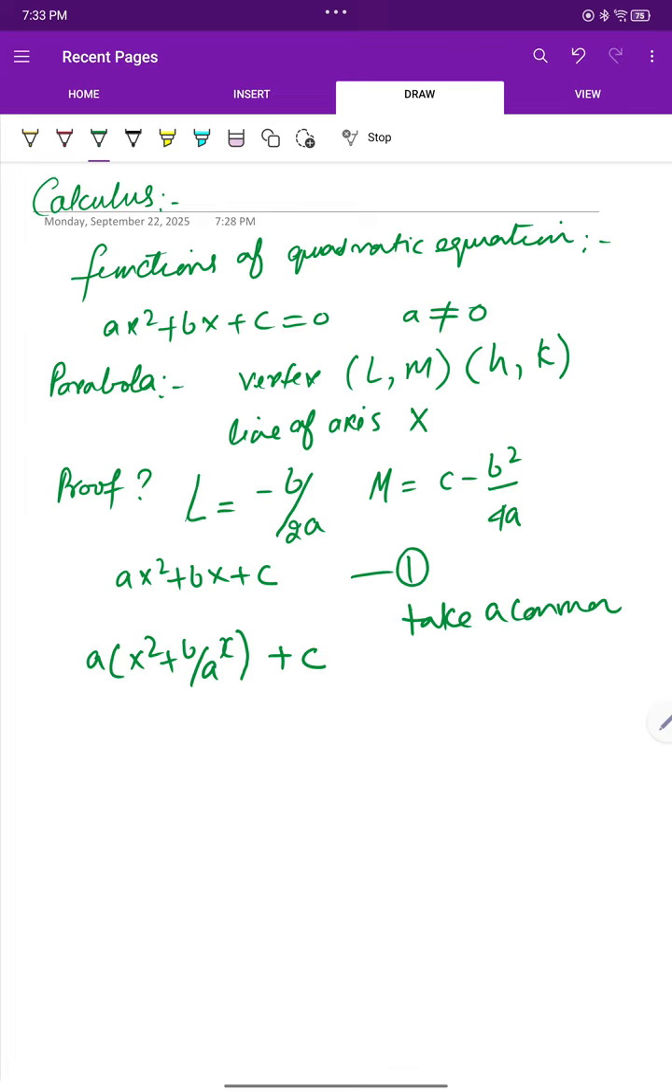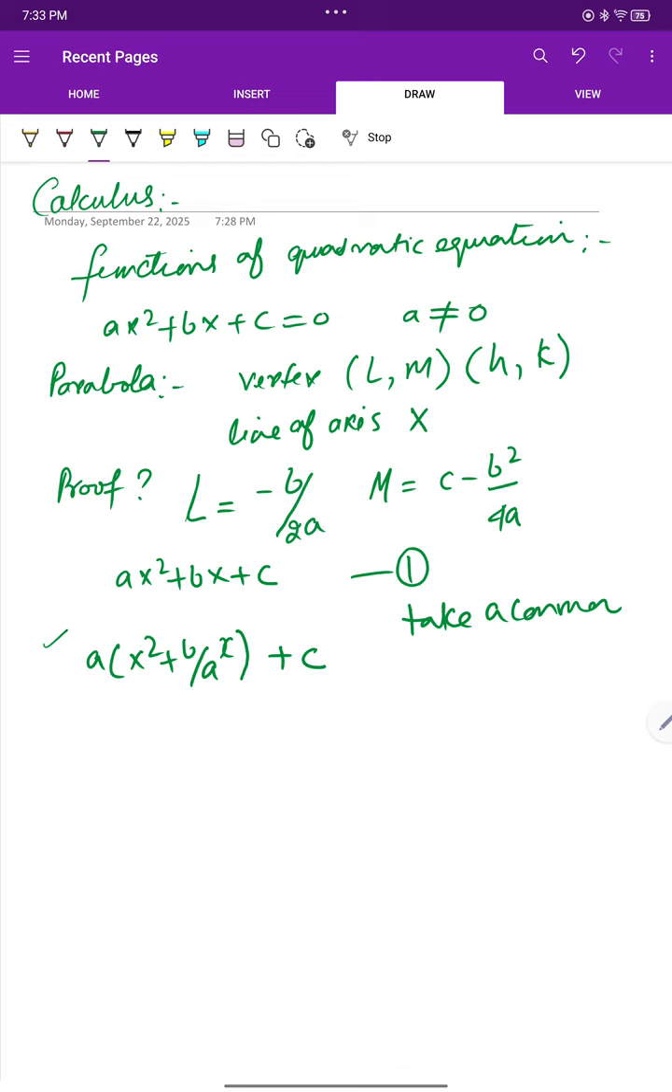Let's say the vertex L is equal to −b/2a, and M is c − b²/4a. So we have to prove it. What we do is take the general quadratic equation ax² + bx + c, and in the next stage we take a common.